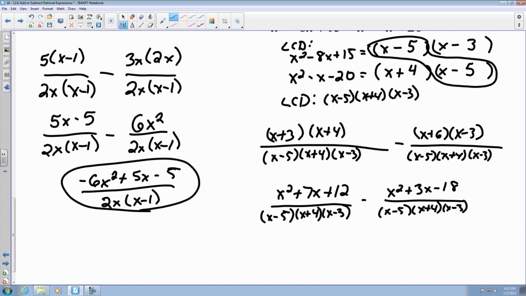And now we just combine like terms. x squared minus x squared is 0. 7x minus 3x is 4x. And 12 minus a negative 18 gives me a positive 30 all over x minus 5, x plus 4, and x minus 3. And there you go.